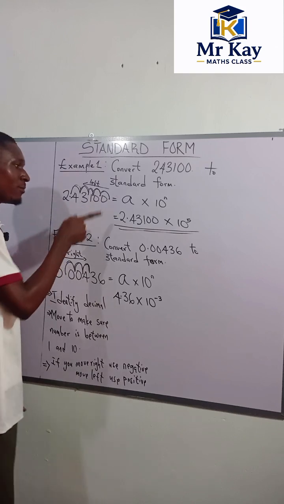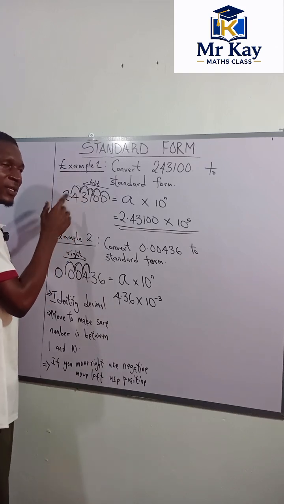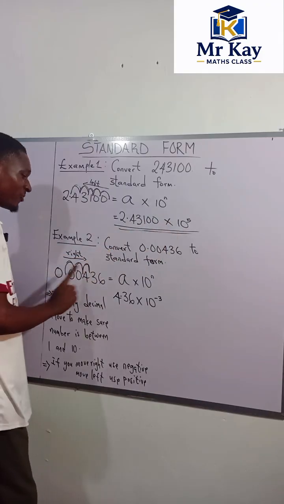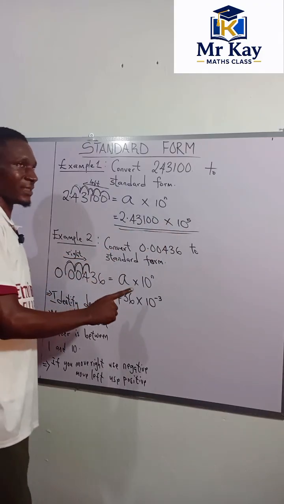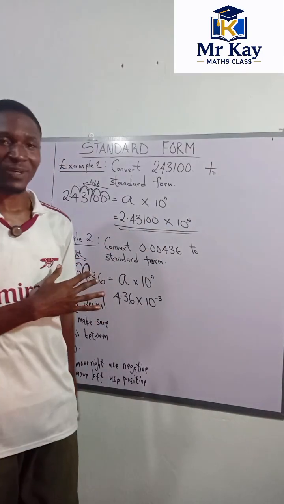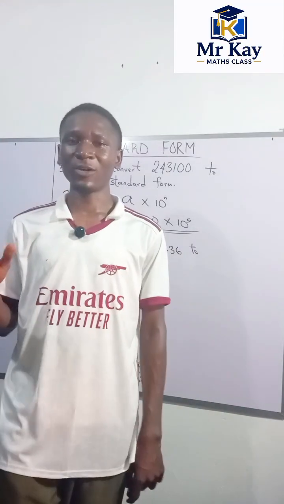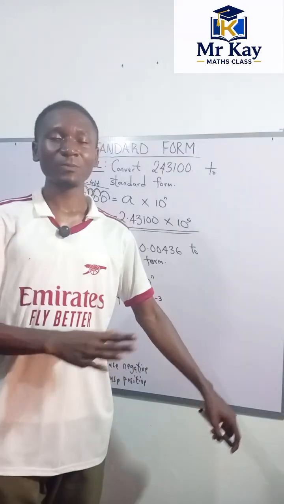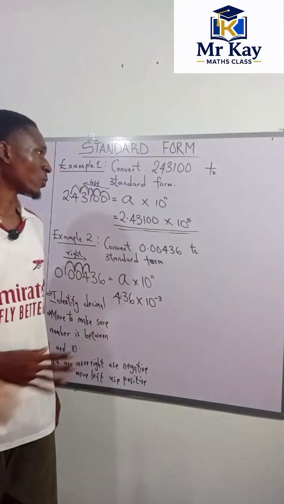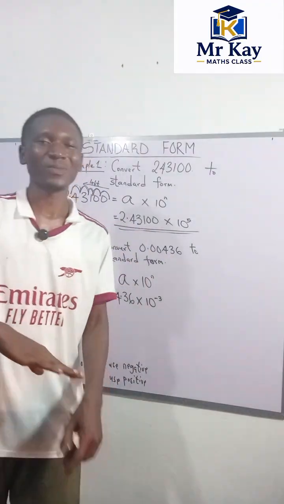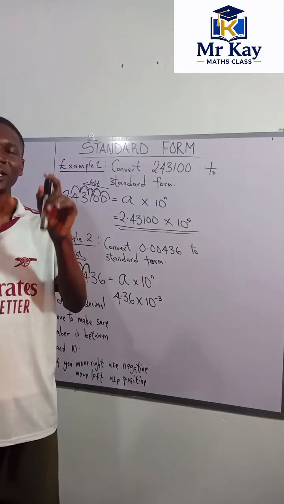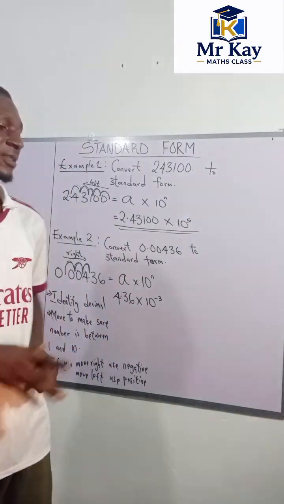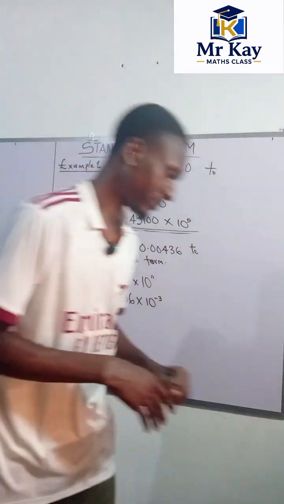Identify your point, move your point. If you move it to the left, your power is going to be positive. If you move to the right, the power is going to be negative. Now this is how you convert from a very huge number or from a very small number into standard form. Now let me put down questions where we have to convert from the standard form back to the huge number, or back to the real numbers again. I'm going to be wiping this.